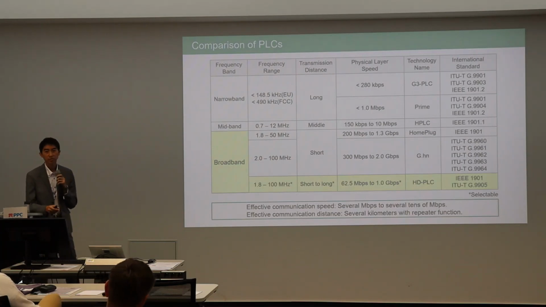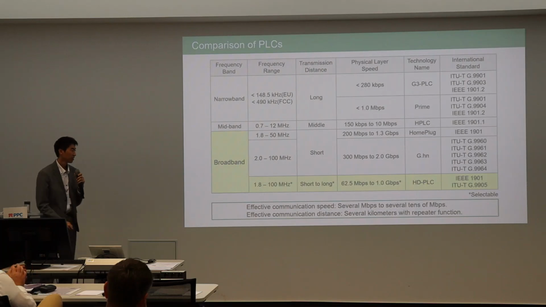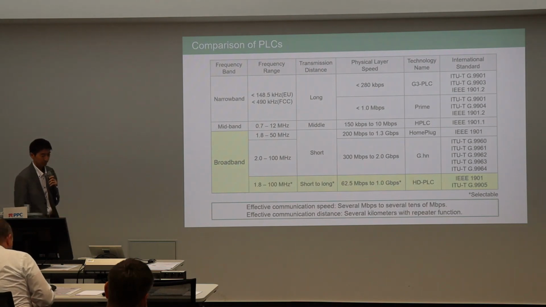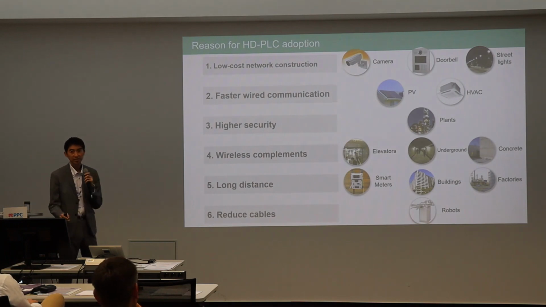But the actual communication speed of products currently on the market is several megabits to several tens of megabits per second. It depends on the type of cables and the number of branches. And HD-PLC can cover a range of several kilometers with an automatic repeater function. HD-PLC is adopted in various fields.